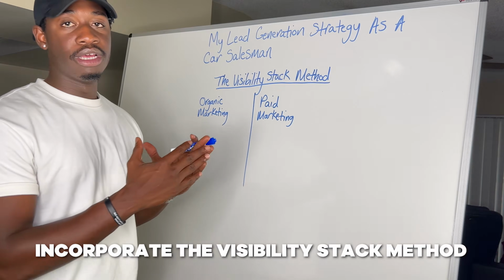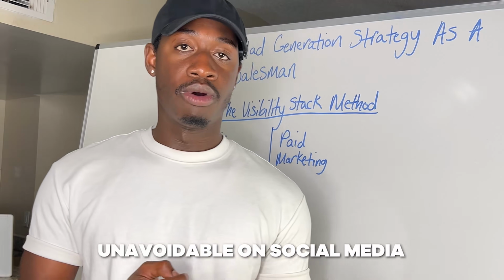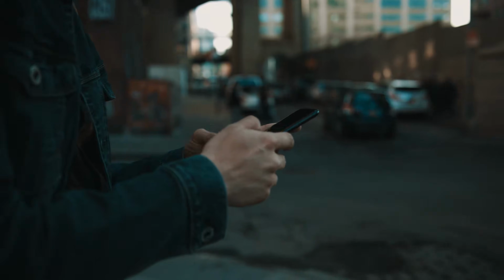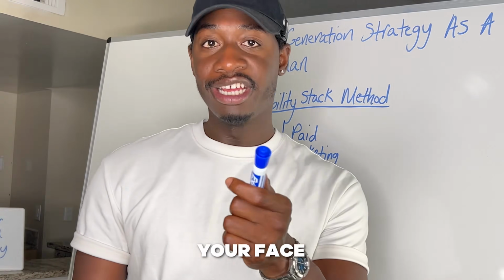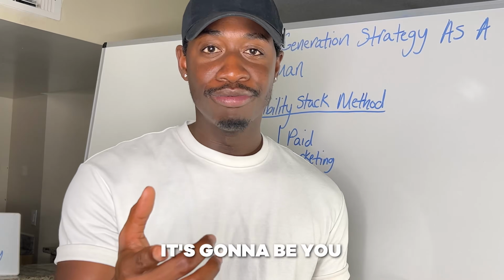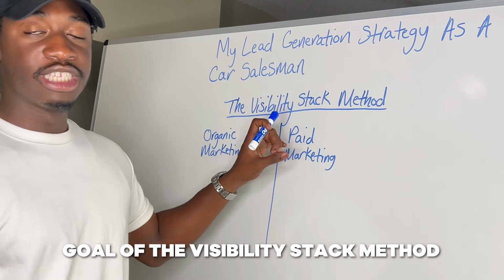this is how you incorporate the visibility stack method. What that essentially does is it makes you unavoidable on social media, right? So when people in your marketplace open up their phone, they're constantly seeing your content, your ads, and your face. So who do you think they're going to think of first when it's time for them to buy their car? It's going to be you, right? Because they're constantly seeing you. So that is the goal of the visibility stack method.